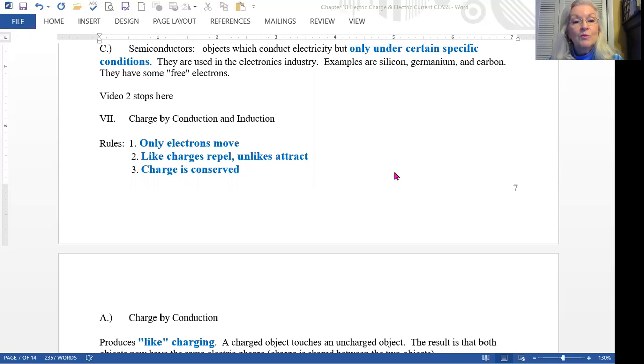The second rule is that like charges will repel and unlikes attract. We've used that recently, and it'll come up in these examples. And the last is that charge is conserved. And again, you're familiar with that. We don't create or destroy charge. We just redistribute it. So let's look at charge by conduction.